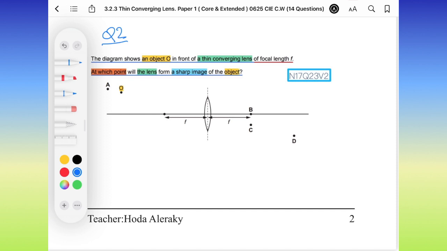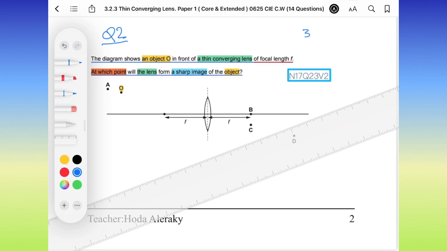Question number 2. The diagram shows an object in front of a thin converging lens and the focal length F is indicated. At which point will the lens form a sharp image of the object? Okay, we have 3 standard rays.